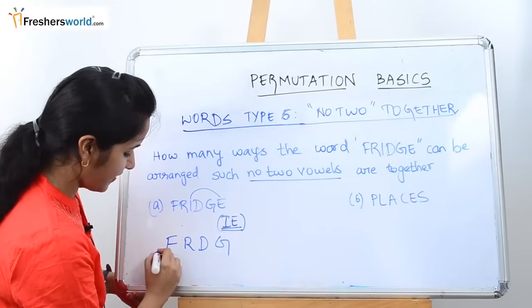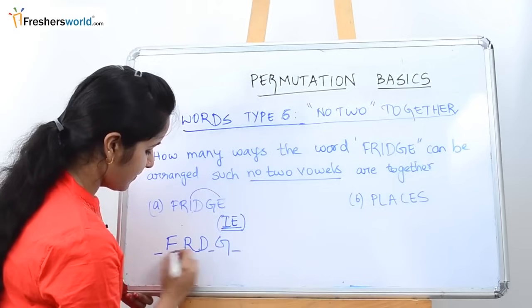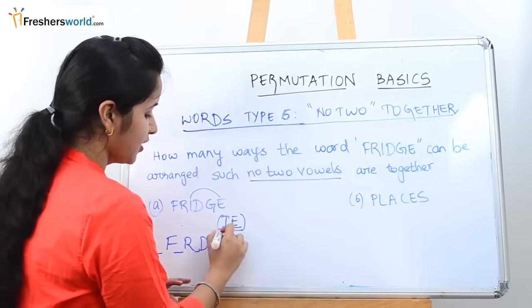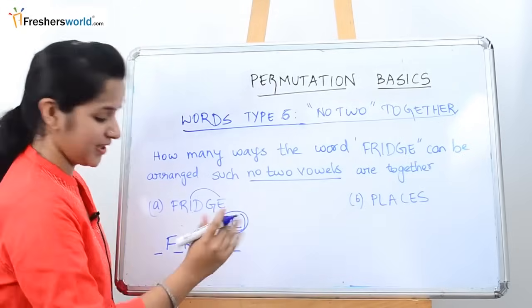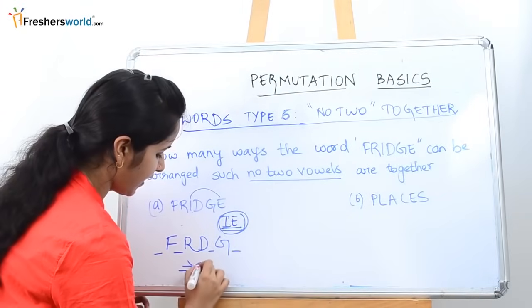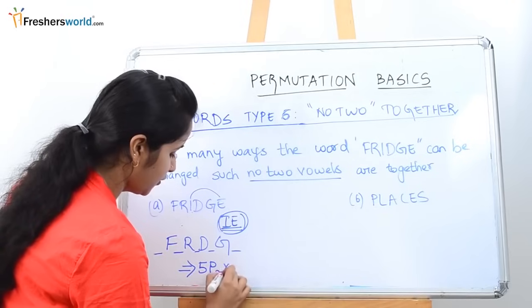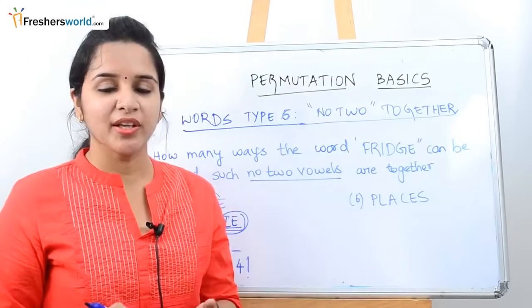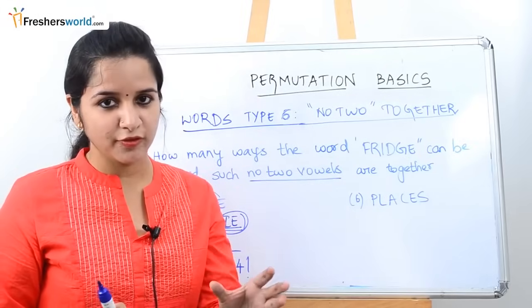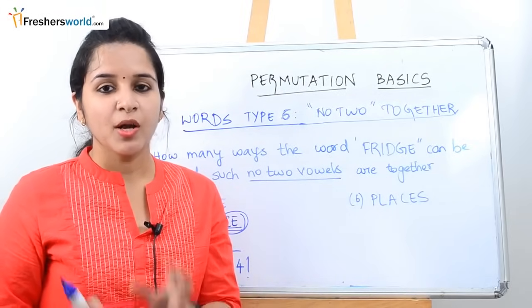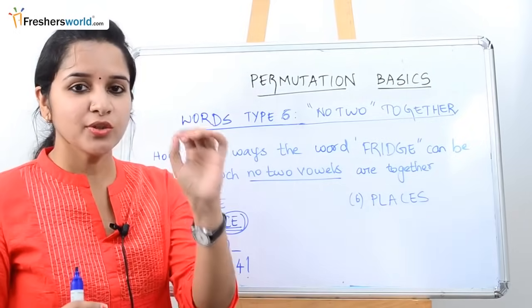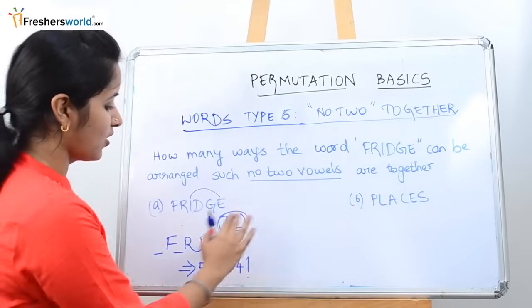What are the places that we have? So we have 1, 2, 3, 4, 5. 5 places we have, out of which 2 can be arranged in different places. So we take it as 5P2 into, what are the remaining letters? We have 4 factorial. In case of never together, what do we do? We take the total number of ways and subtract it from always together. In case of no 2 vowels, what do we do? We do the same method as always together.